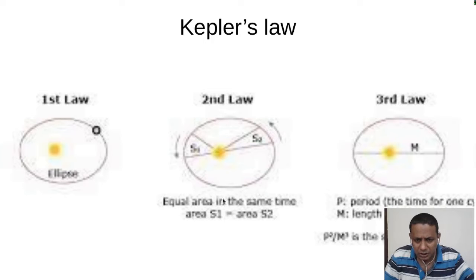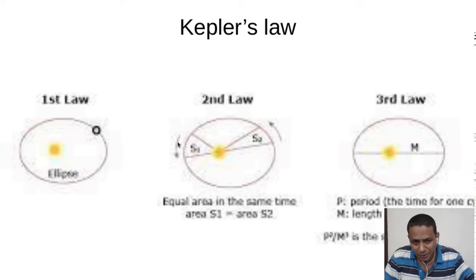So here S1 is equal to S2. That means here the satellite is far away from the earth. To make this area equal to this area, the movement of the satellite will be slower here, and here the movement of the satellite will be higher. You can see that here the satellite speed will be higher, and this is known as the perigee.